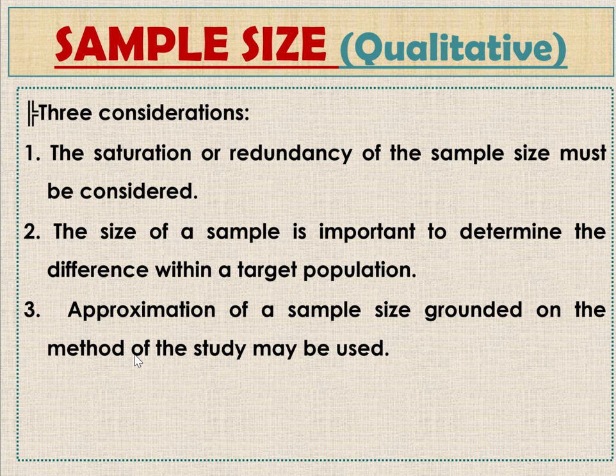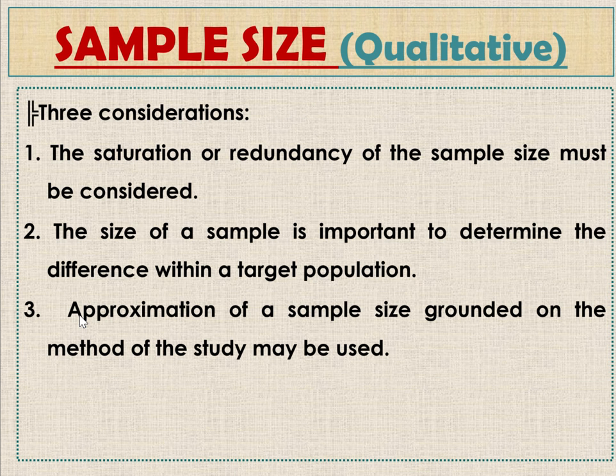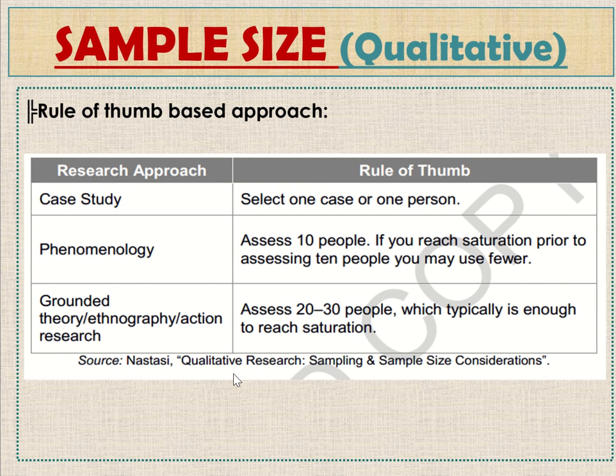And then number three, approximation of a sample size grounded on the method of the study may be used. In every category of a sample size, there are rules of thumb that are represented in the succeeding slides. So, ito siya. So, rule of thumb natin. So, again, ito ay in relation to the consideration number three, no? To our third consideration. So, again, this is the approximation of a sample size that is based on the rules of thumb that we have.